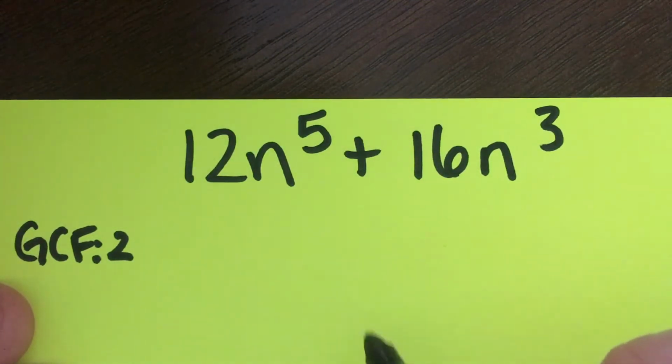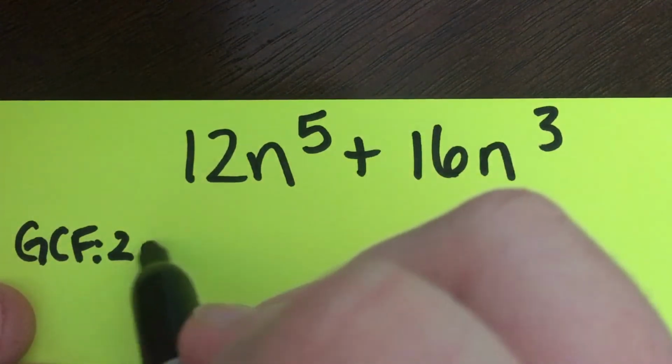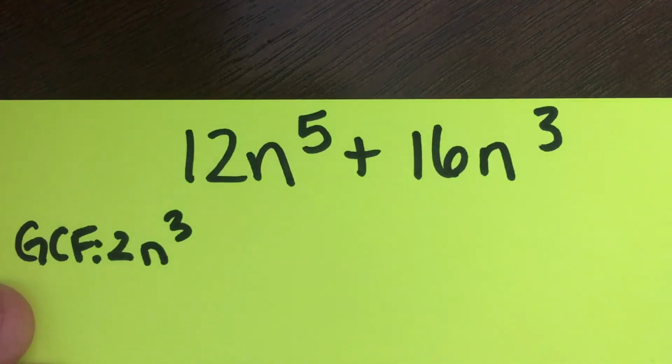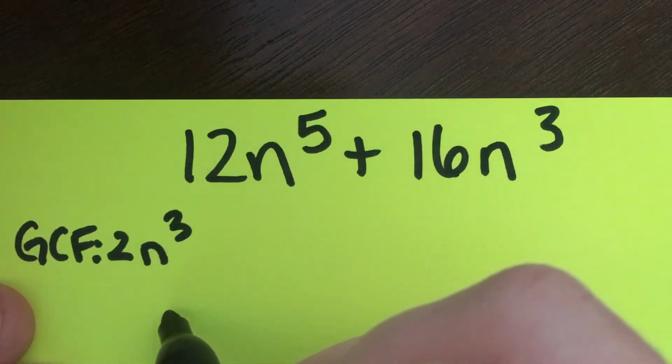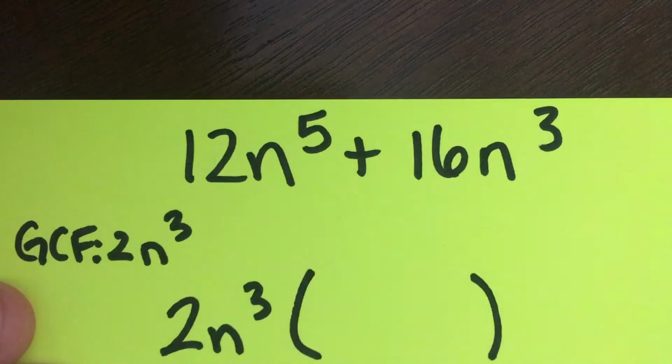For the greatest common factor of the n's, you look for the lowest number of variables that they both have in common. That's usually how that works out. So the greatest common factor is 2n cubed. So I write that factor, and prepare a binomial space because I have two terms.